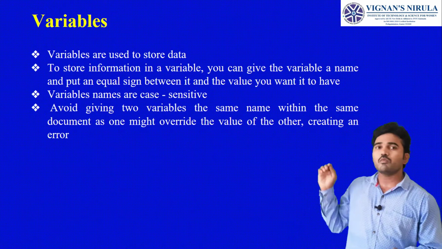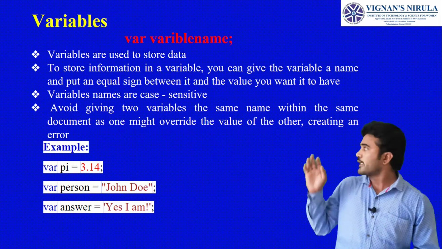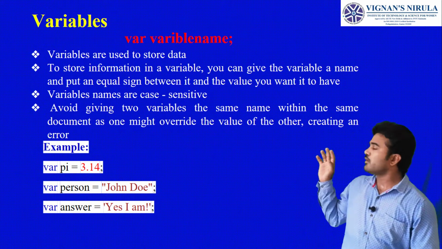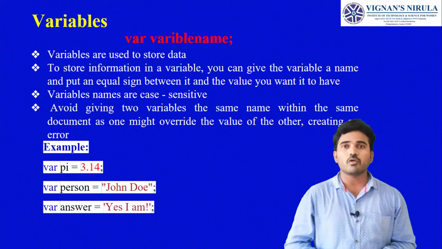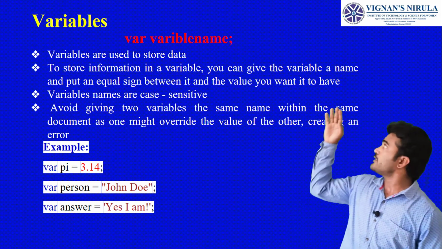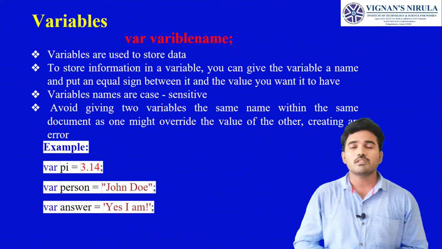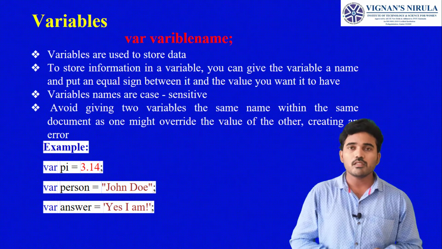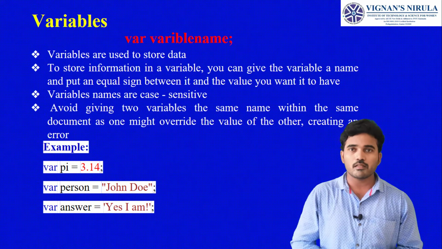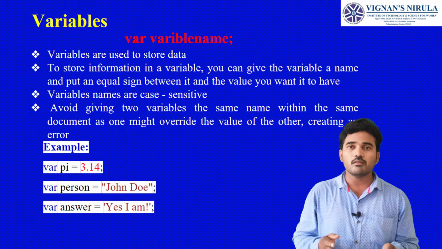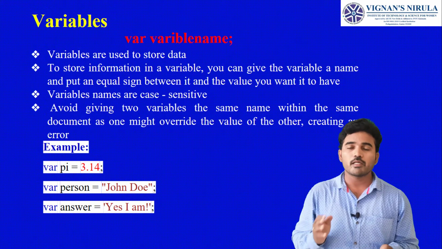Coming to the examples here. First, the general syntax: we use a keyword var followed by the variable name. In JavaScript especially, there are no data types available. So for declaration of a variable, use the keyword var followed by its variable name.